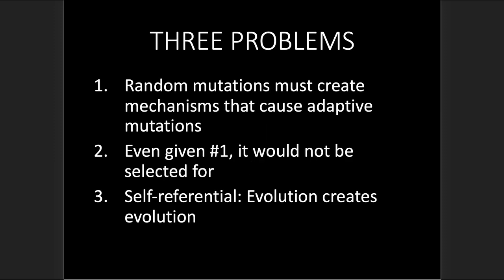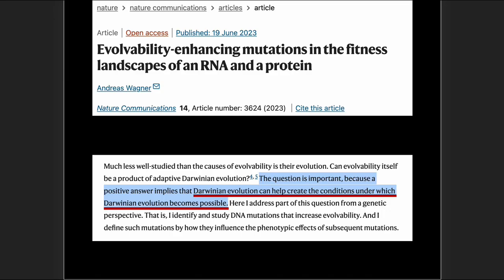Now, the third problem with this idea is that it's self-referential. In other words, what do I mean here? The idea that random mutations are ultimately causing these adaptive mutations to occur means that evolution is constructing more evolutionary mechanisms. Evolution is creating evolution to occur, self-referential. That's another serendipity problem. Evolution creates evolution.